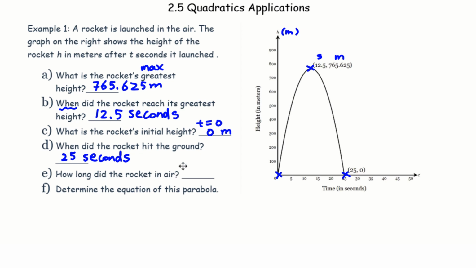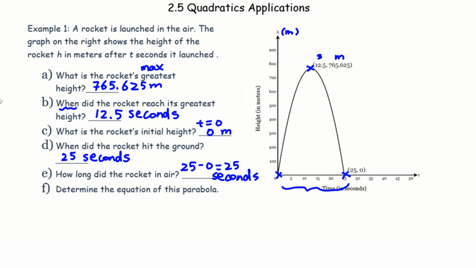How long was the rocket in the air? It is from when the rocket is launched until it hits the ground, so from here to here. While the rocket is above the ground, we call it in the air. So it's 25 take away 0, which gives you 25 seconds. And the last question asks you to determine the equation of this problem.